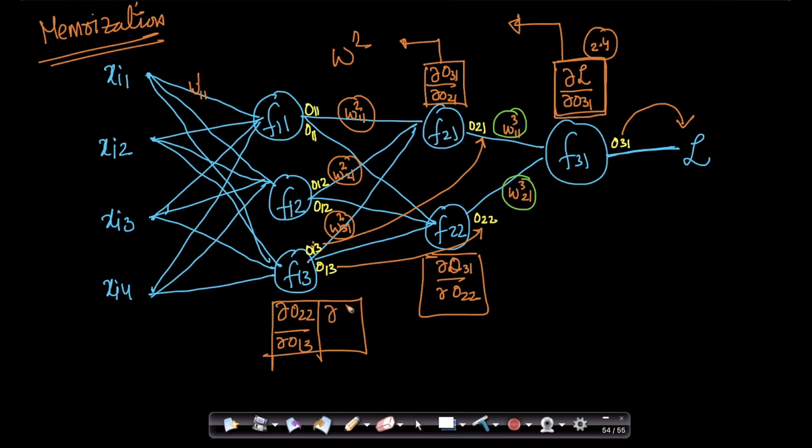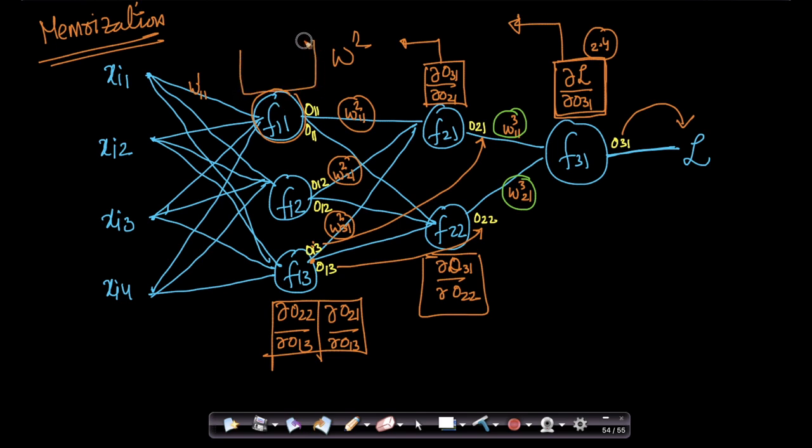I will store derivative of O21 with respect to O13. So here I'm storing two derivatives because this output goes to two cells. Here I'm only storing one because this output only goes to one value. Here I'm storing only one value because this output goes to only one value. So if an output from a function goes to many places, what do I store here?